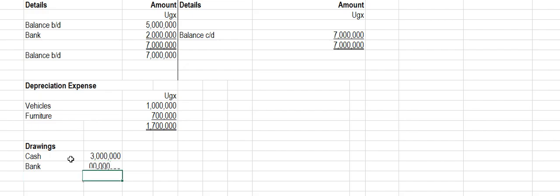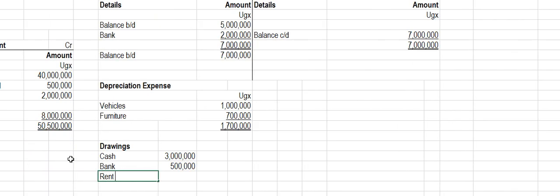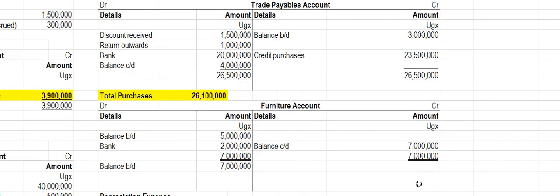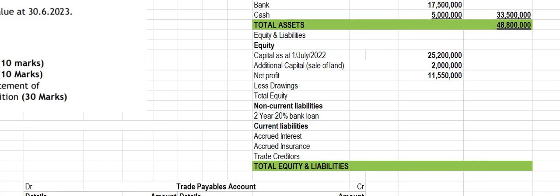Then rent and rates, because they said that part of the rent and rates of the building was used by the business and then by John himself, and this was 2,750,000. Half of the rent and rates, because half of the building was used by John for his personal dwellings. So that would be part of the drawings. And the drawings, we have 6,250,000. These drawings will be deducted, they reduce capital.